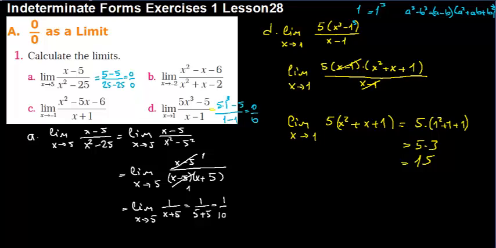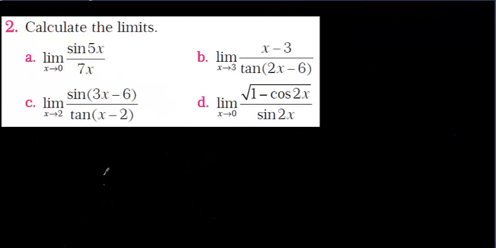Okay, the second part, if you remember, these are with the formulas, that's why I am going to apply formulas directly. The limit as x tends to 0 of sin ax over bx was equal to a over b. So directly I'm applying the formula, 5 over 7.